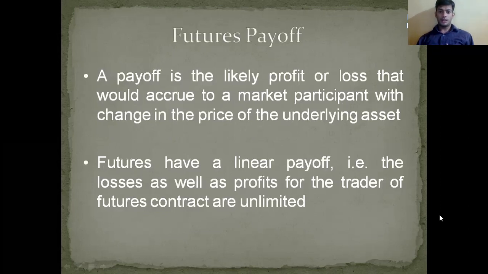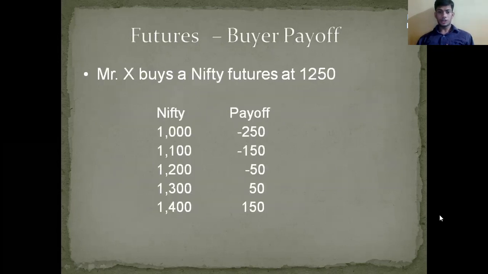Future payoff is the likely profit or loss that would be accrued to a market participant with change in the price of the underlying asset. Futures have a linear payoff, that is, the losses as well as profits of a future contract are unlimited. Who is the future buyer? Mr. X buys the Nifty future at 1250. If the Nifty is at 1000 rupees, then the payoff is minus 250. If today Nifty is 1100, then the payoff amount is minus 150 rupees. It is a future payoff, meaning the calculation is done according to the payoff. For example, if today Nifty is 1400, the payoff is positive 150 here.